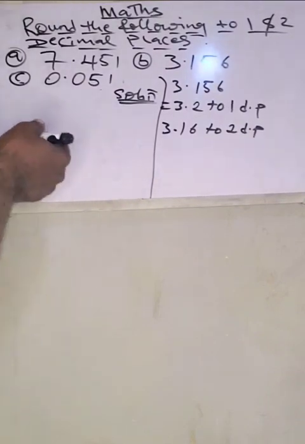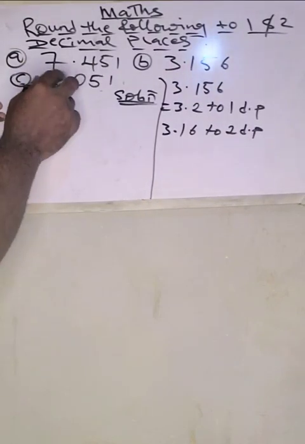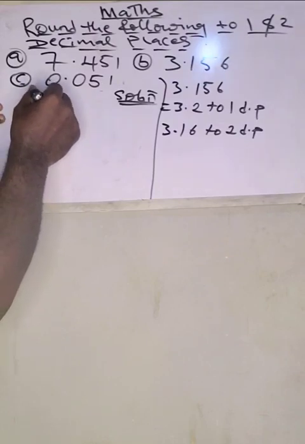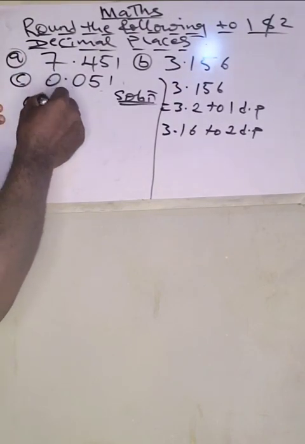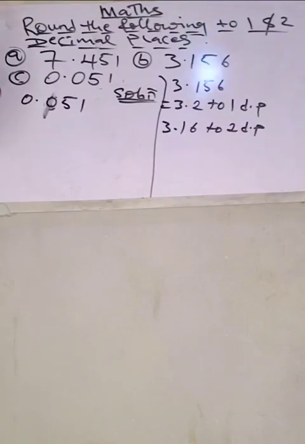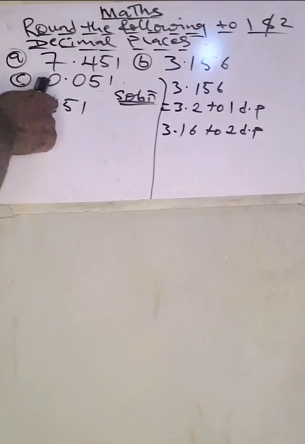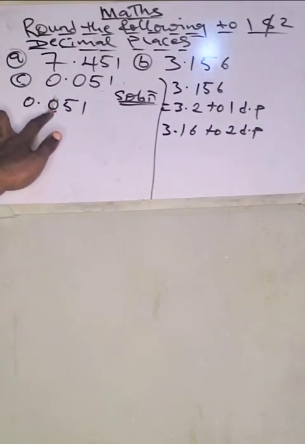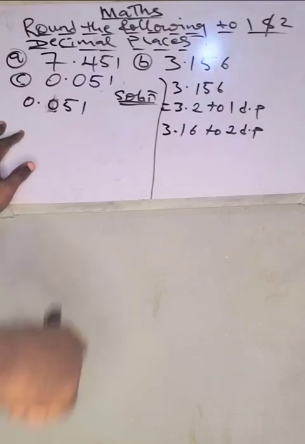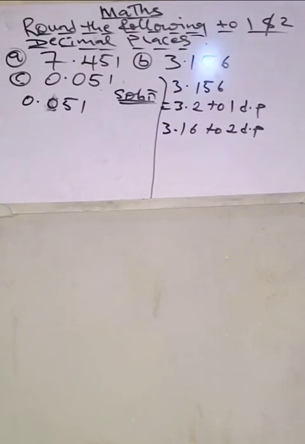Let's solve for C. 0.051 to 1 decimal place. Our target is to have only 1 digit number after the decimal point. We all know that 0 here is nothing, but we need to take 1 digit from here. We need to round 0 up to make it what? To make it 1, because 5 is up to 5.